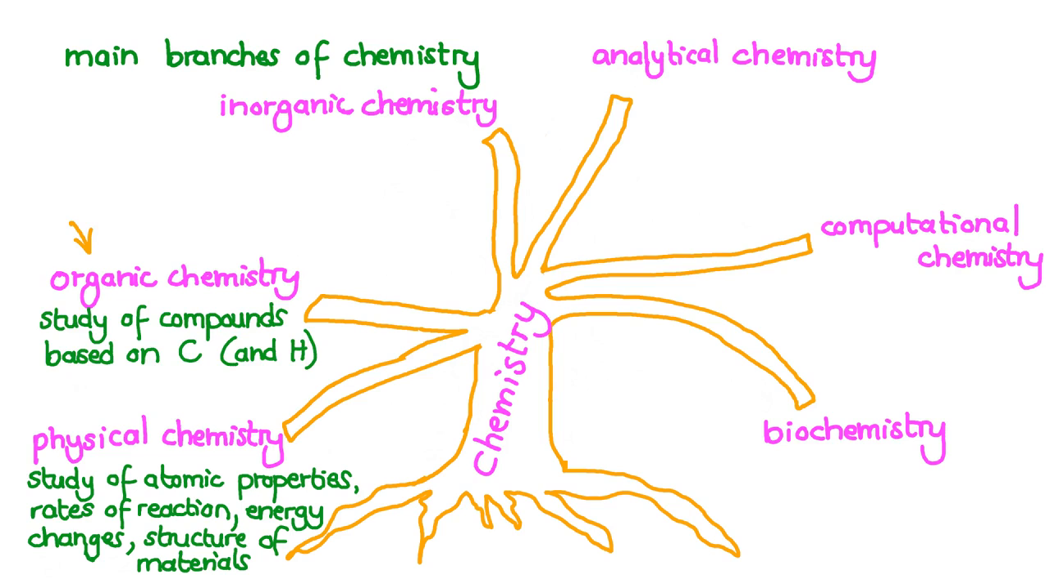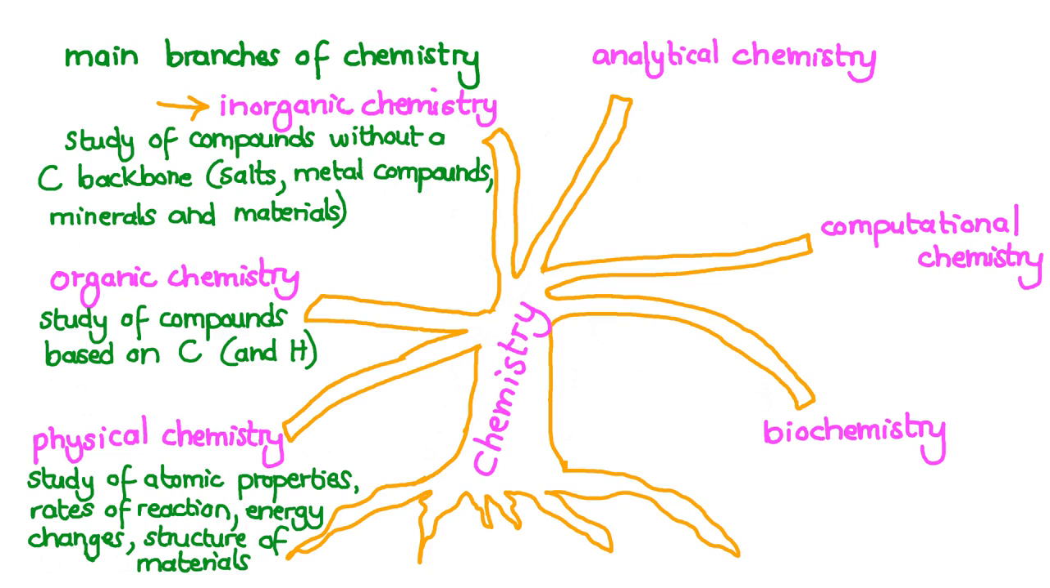Organic chemistry, which is the study of compounds based on carbon as well as hydrogen. Because of carbon's abundance in the earth and its ability to form 4 bonds, millions of compounds are carbon-based. Inorganic chemistry. This is the study of compounds without a carbon backbone. Although this is just a general definition for this field of chemistry, some inorganic compounds do contain carbon. This field deals with salts, metal compounds and transition metal compounds, minerals and materials.